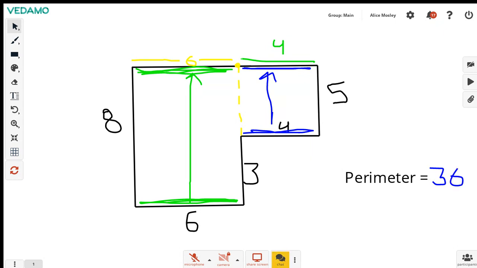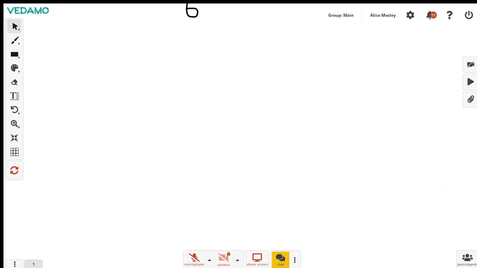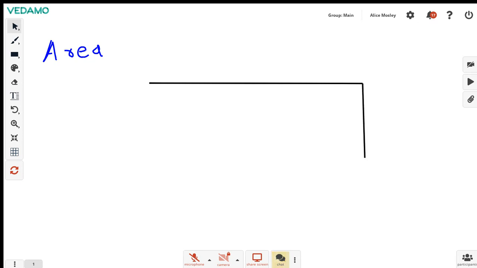Okay, and now coming to the area. The area for a rectangle. So we define the sides of rectangles as length and breadth. First, the definition of a rectangle.